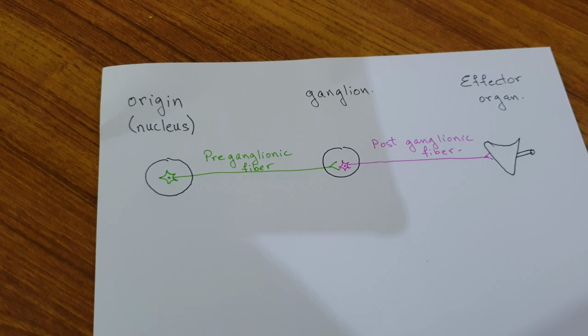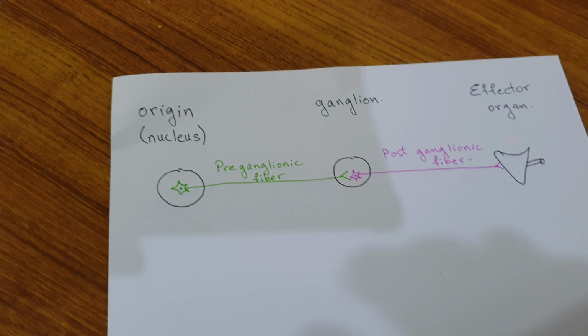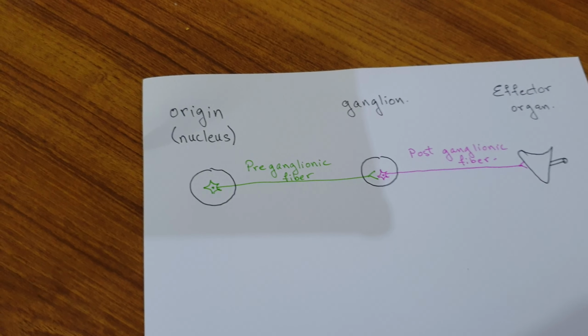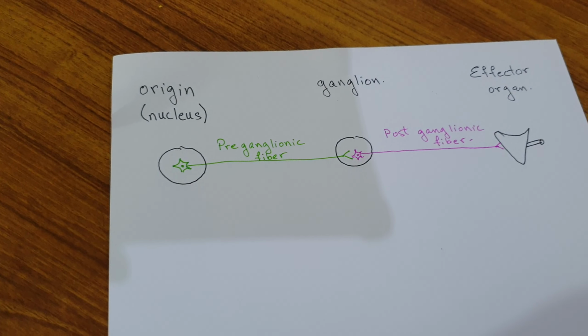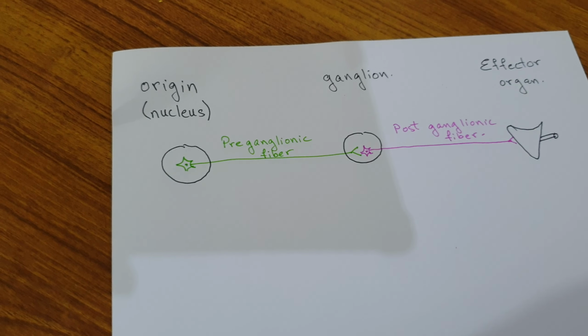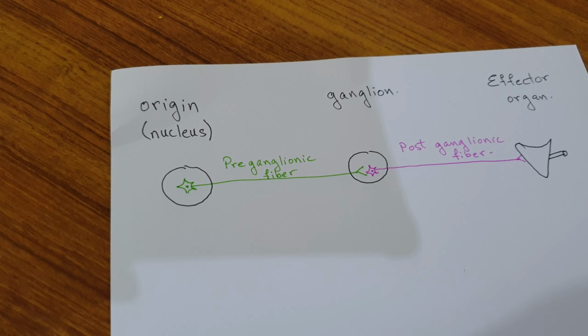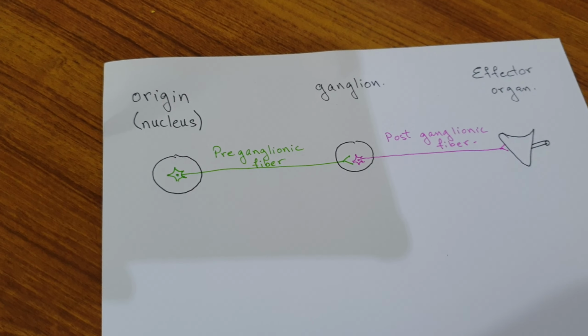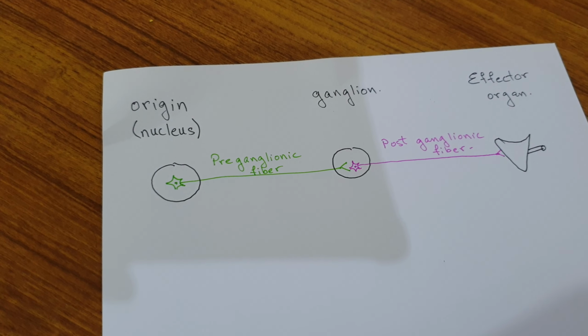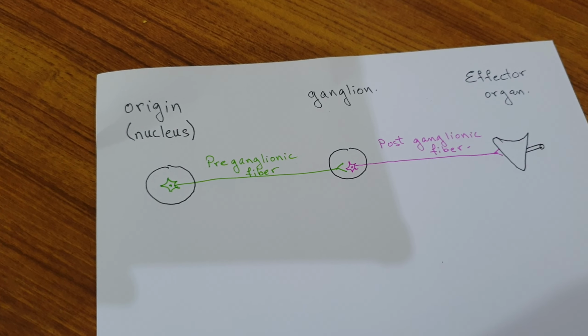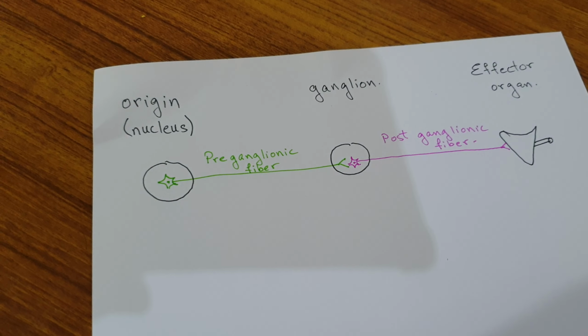Now we are going to study the nerve supply of the parotid gland. The nerve supply of the parotid gland is sensory and it is also secretomotor. The sensory nerve supply to the parotid gland is coming from two nerves.